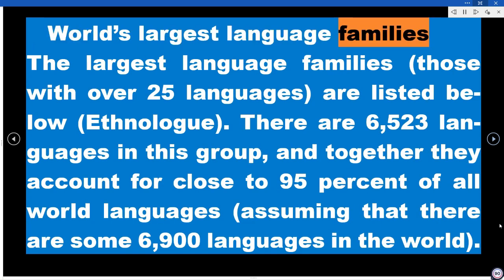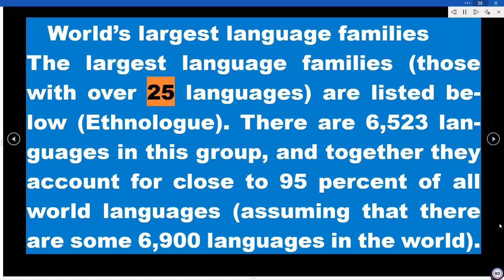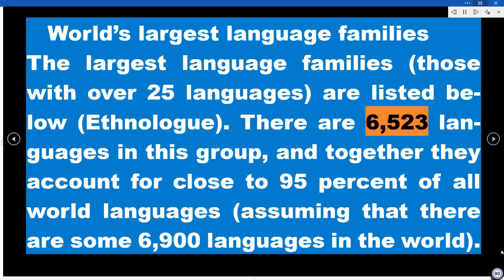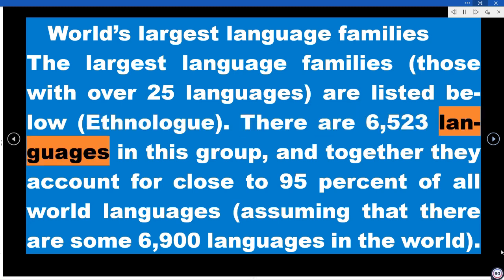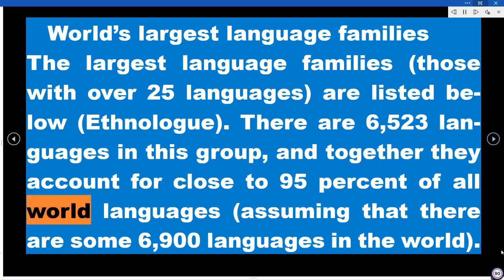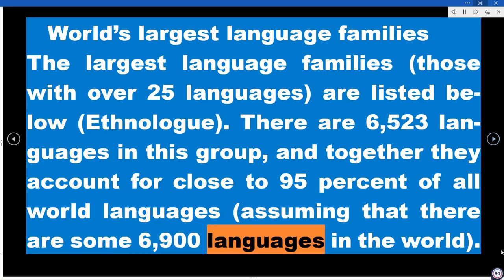World's largest language families. The largest language families, those with over 25 languages, are listed below, Ethnologue. There are 6,523 languages in this group, and together they account for close to 95% of all world languages, assuming that there are some 6,900 languages in the world.